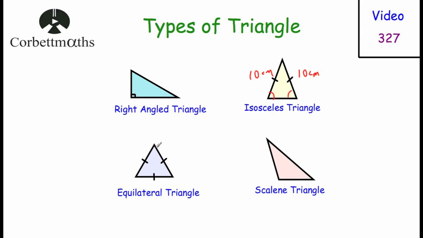You've got your equilateral triangle, all the sides are the same length and all the angles are the same, they're all 60 degrees each. And finally, we've got a scalene triangle, and a scalene triangle is a triangle where none of the sides are the same length and none of the angles are the same.